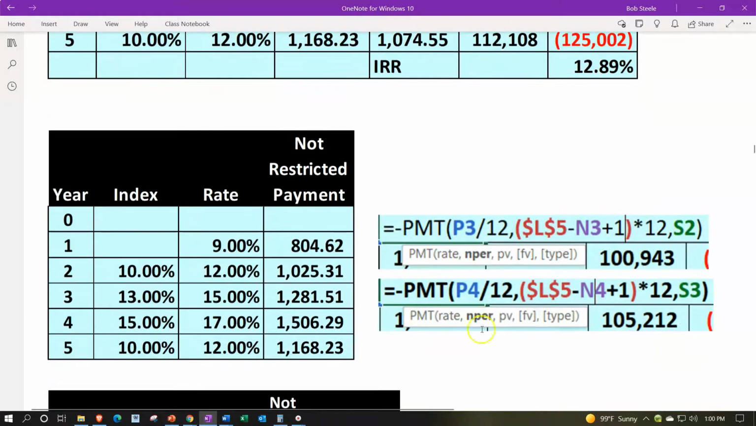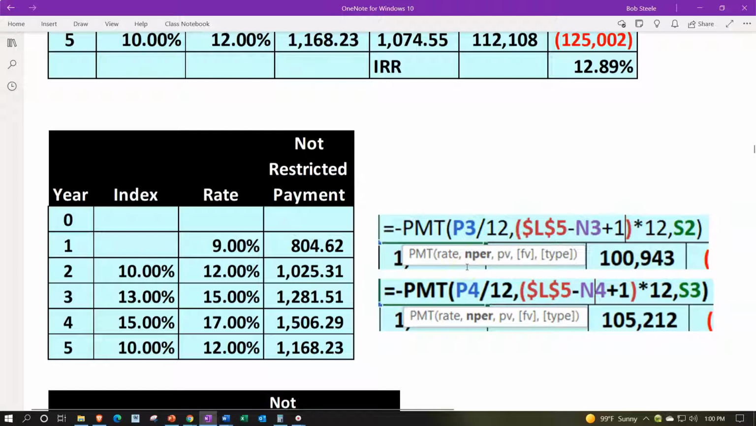First, taking a look at calculating the payment structure. This is just the first half of the table: the index, the rate, and then we'll calculate the payments based on those rates, and then we'll apply the caps to them. So the payment calculations are the same as we've seen in the past, but we're just going to adjust them on a year-by-year basis. We have the negative PMT brackets, the rate, 9% for year 1, divided by 12 to get to the monthly rate instead of the yearly rate, comma, number of periods.